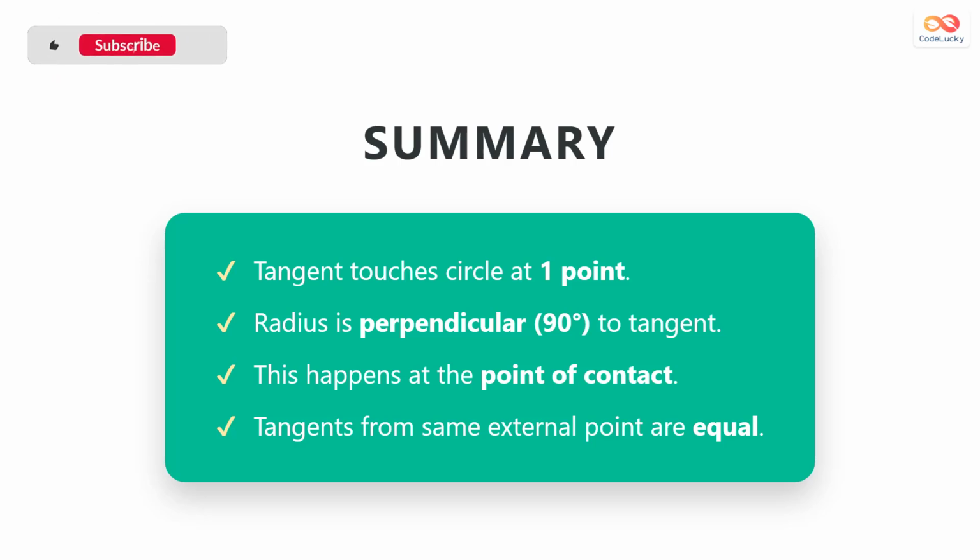Let's summarize what we learned. A tangent touches a circle at exactly one point. The radius drawn to this point of contact is always perpendicular to the tangent line. And finally, if you draw two tangents from an outside point, they will have equal lengths.